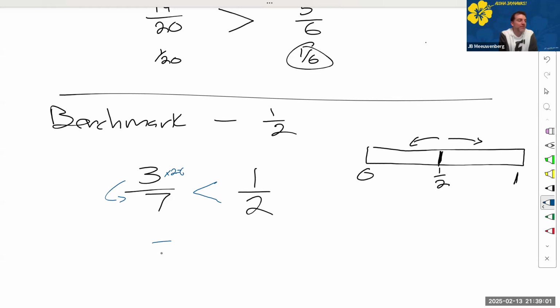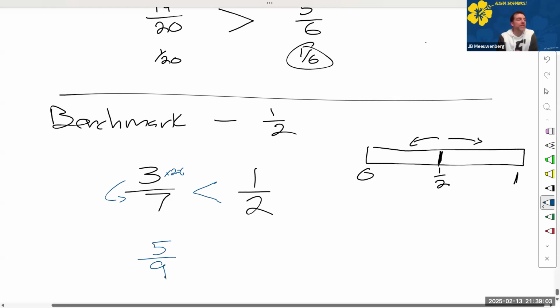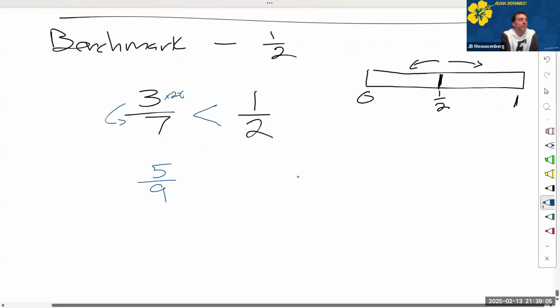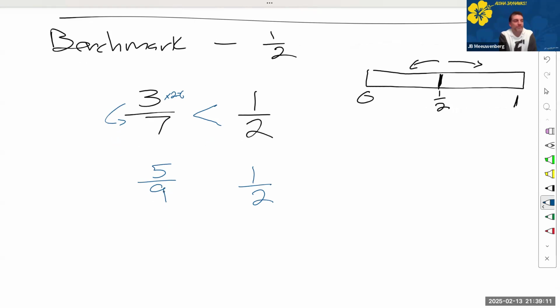Here's another example. How about 5/9? Is that more or less than 1/2? Think, is 5 at least halfway to 9? Well, if I doubled 5, what would it get me to? 10, which is bigger than 9. So 5 is more than halfway to 9. So 5/9 is greater than 1/2. This is a really, really useful strategy.